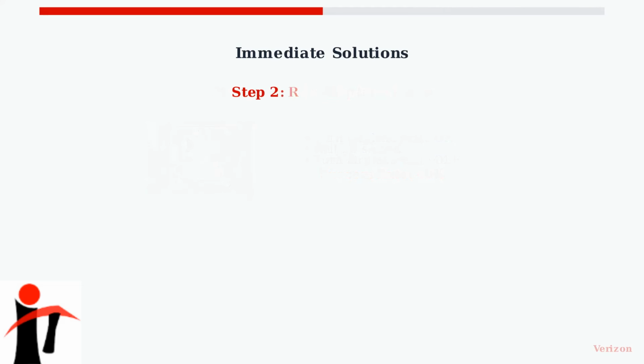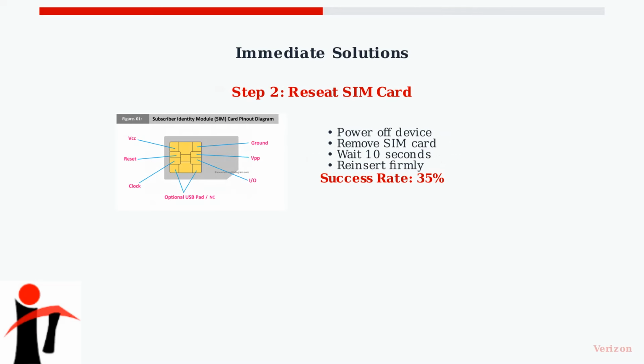Step 2. Reseat your SIM card. Remove the SIM card from your device, wait a few seconds, then reinsert it firmly. This resolves authentication issues and has a 35% success rate.